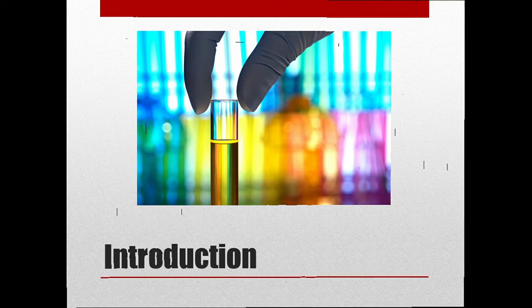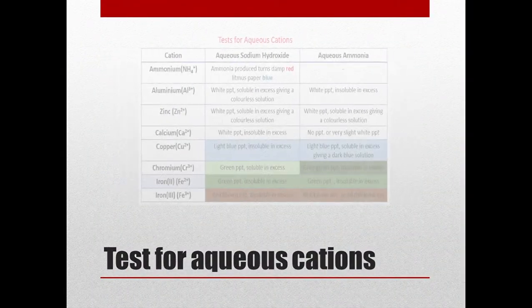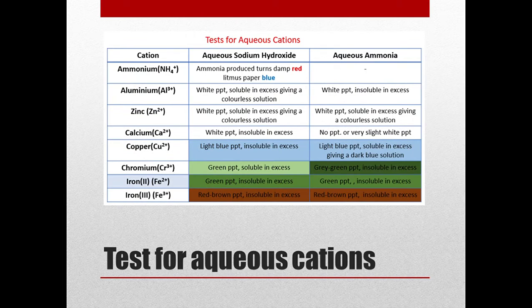So when looking at the tests for the cations and the anions, there are basically 8 cations and they are all listed in this chart. You could just glance at it, and I will tell you all of it and you could jot it down. So my dear friends, we are looking at the ammonium ion. With sodium hydroxide, ammonia is produced when warming. It turns damp red litmus paper blue. And with aqueous ammonia, there's no reaction because ammonium and ammonia are the same. Just that ammonium is the ion and ammonia is the gas.